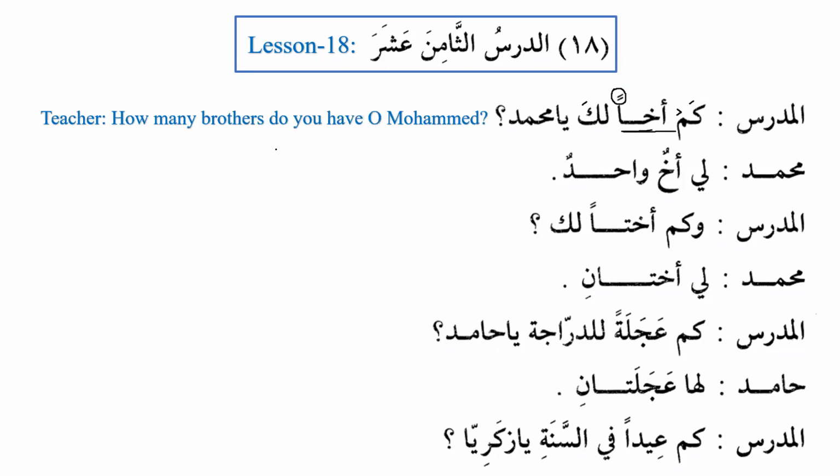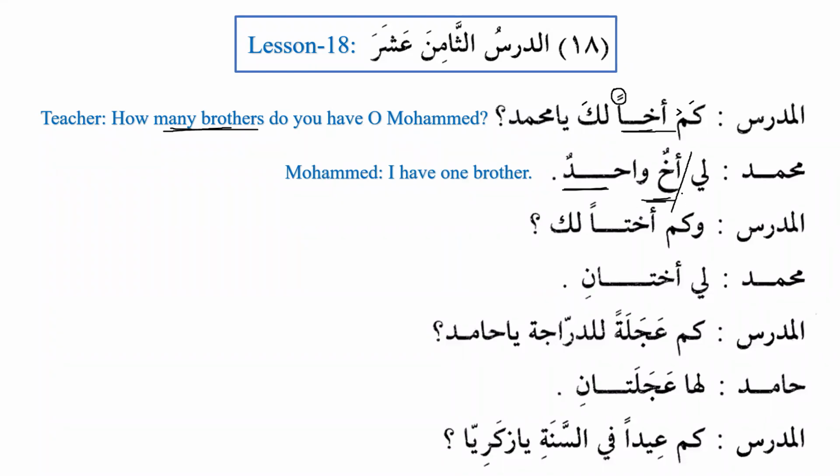So how many brothers do you have, O Muhammad? However, in English, the translation will be different. But in Arabic, as we have seen, the noun will be only singular. Li akhun wahidun. Muhammad says, Li akhun wahidun. I have one brother. Even if he says, Li akhun, the meaning is clear. I have a brother. But akhun is mawsuf, and then wahidun will be the sifa. So this is noun adjective, and also it's used for the purpose of emphasis that I have only one brother.